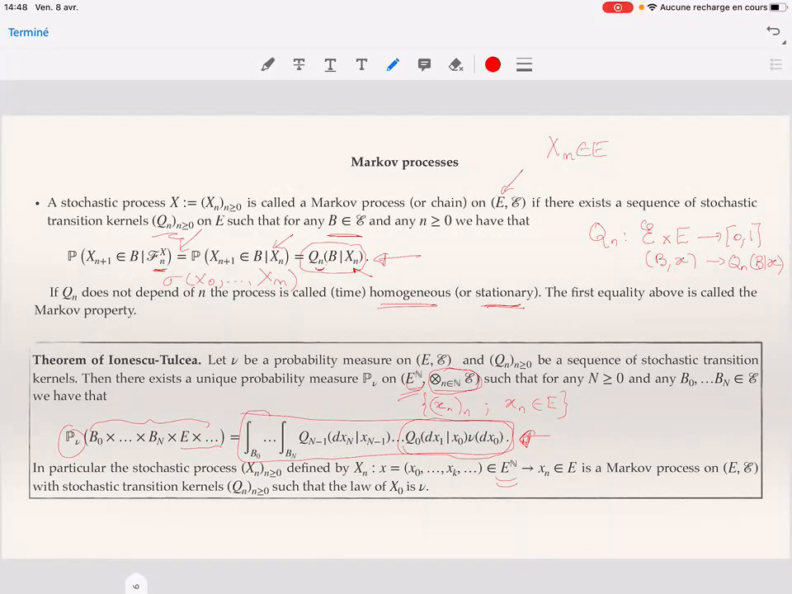Question. Okay. So probably you have seen that in the past, maybe not in this general context where E is a general measurable space, but it is the same as the theory of Markov processes in the context of discrete space. Okay.